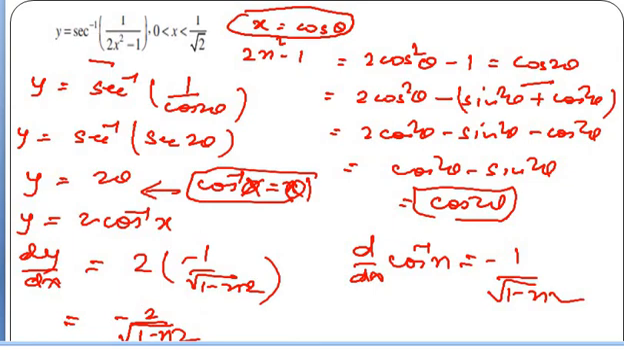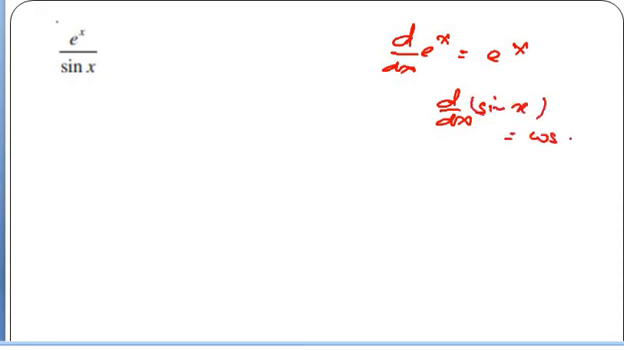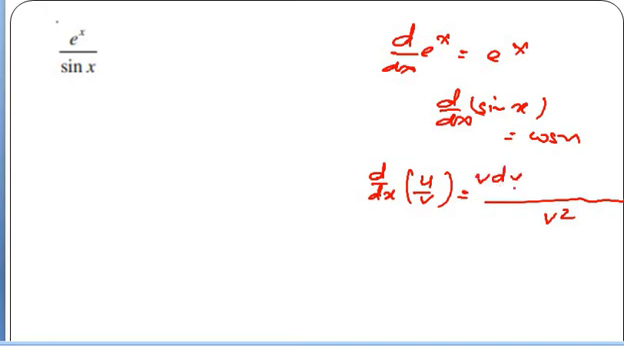So moving to the next question. Now this is again e to the x upon sin x. We already discussed this: the derivative of e to the x is e to the x, the derivative of sin x is cos x, and we discussed the derivative of u upon v, which is v square in the denominator, then leave v and differentiate u, minus leave u and differentiate v, right? So you have to implement the same one.